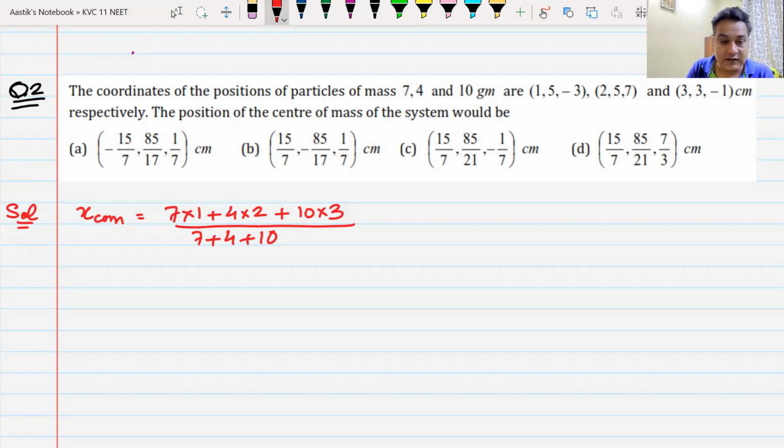And what are we getting as the x coordinate? I think you will get 15 by 7. Did you get it? Well, then we can find out the y position of center of mass.